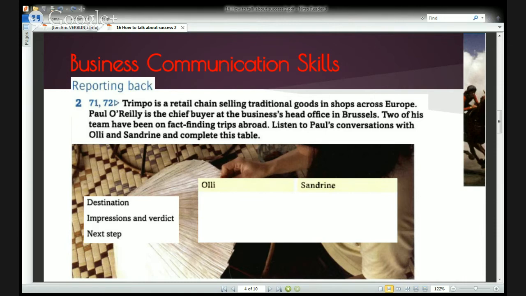Okay? And let me ask the group, what about Sandrine? What was his destination? I don't know if it's a him or her, actually. Vietnam, right. What was the impression? It was a good prospect for them. That's right. Why was it good? Because it seems to be a small factory there, but with good efficiency, and the furniture for them seems to be excellent. Okay, good.